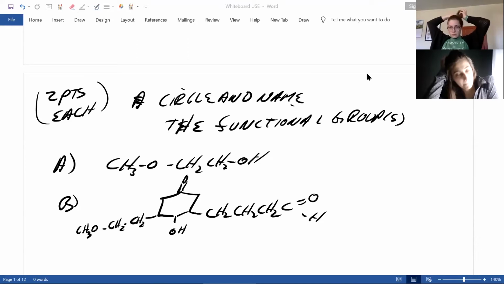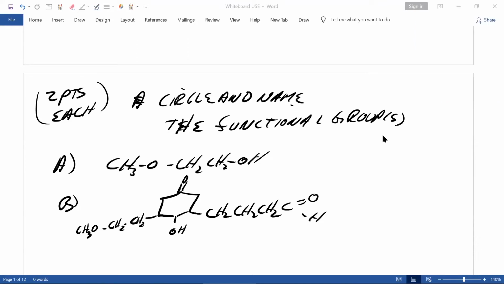All right, I think everybody's done. Let's do this. All right, how do you play circle and name the functional group? You look for what's different. What's not carbon, what's not hydrogen, what's not a carbon-carbon single bond. That's where the fun is. Oxygen. And here we have carbons here and here. That's an ether.